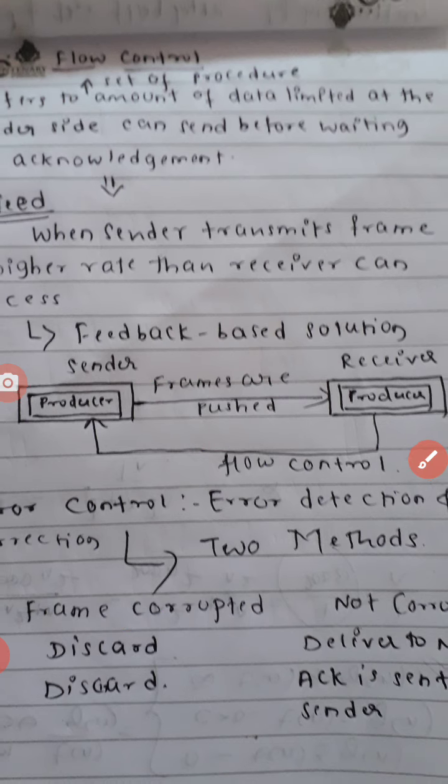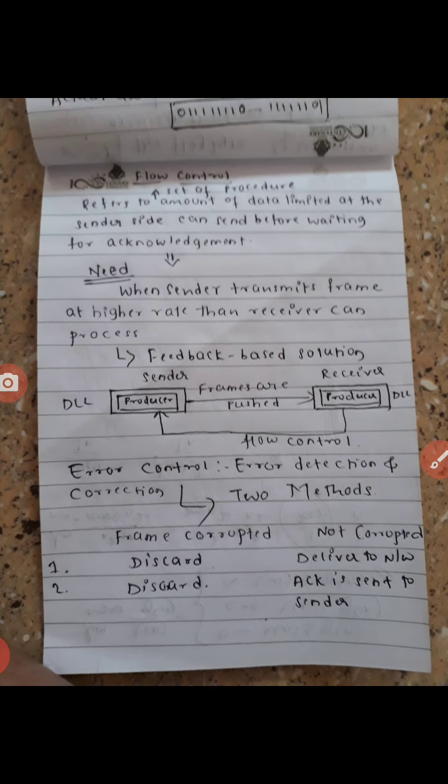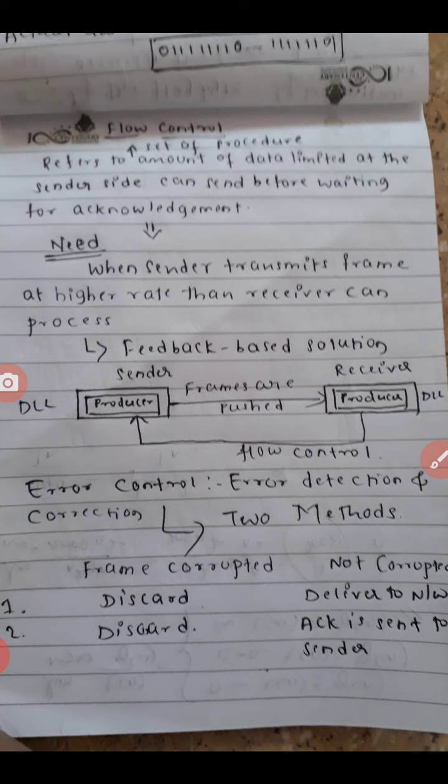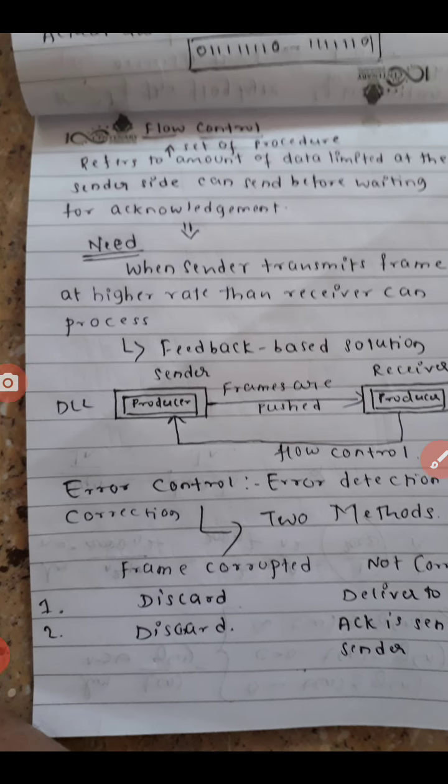Now the last one we have is error control. The meaning of error control is nothing but both error detection and error correction. There are mainly two methods to implement error control. First we will see those two methods. One stands for method 1, 2 stands for method 2, and there are two cases. One is a corrupted frame and another one is a frame that is not corrupted.